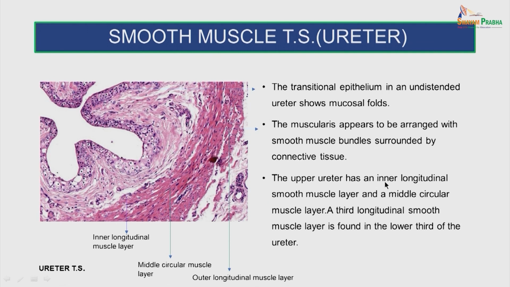The upper ureter has an inner longitudinal smooth muscle layer, a middle circular layer, and a third longitudinal smooth muscle layer is found in the lower third of the ureter. So this is the smooth muscle layer seen in ureter.